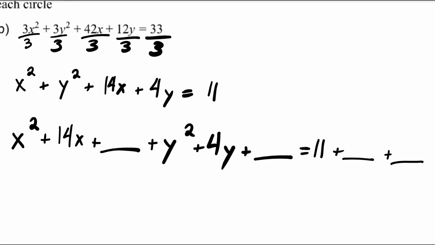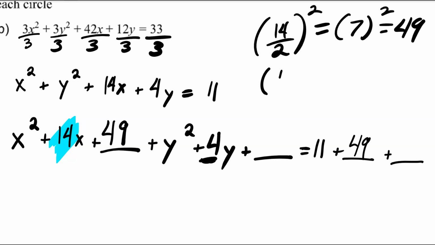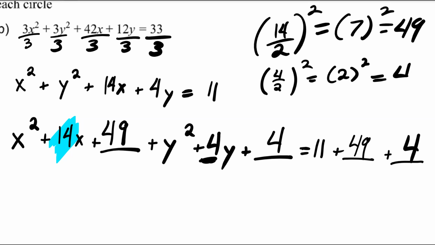And you would go through the same process. You'd look at 14. Okay, what's half of 14 and what's that squared? Half of 14 is 7. 7 squared is 49. So that's the number I'm going to slap there. But what you do to one side of the equal sign, make sure to do it to the other as well. And then 4, well, half of that is 2, and 2 squared is just 4. So that's the number I'm going to add next to the y and over there as well.